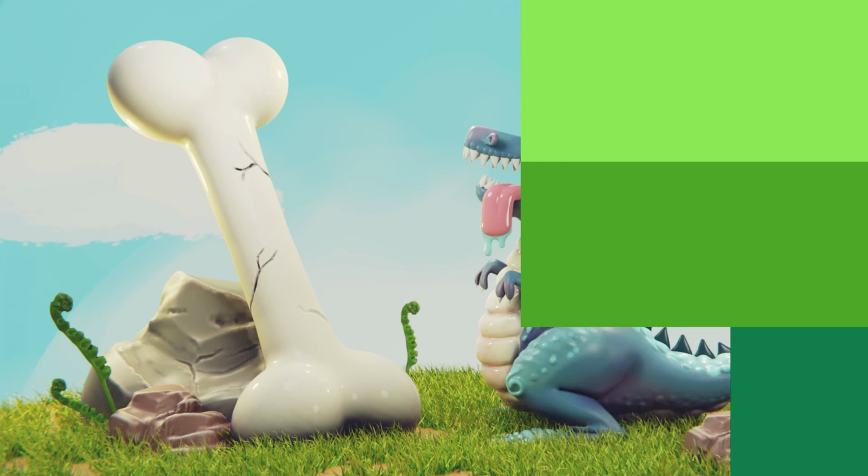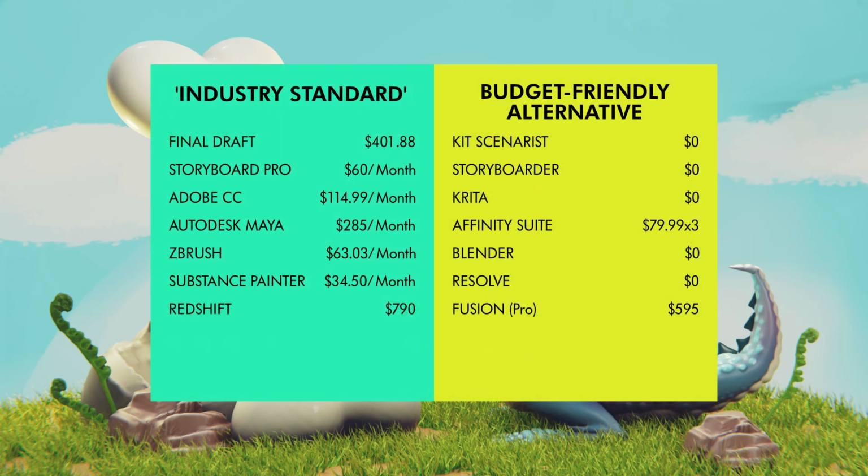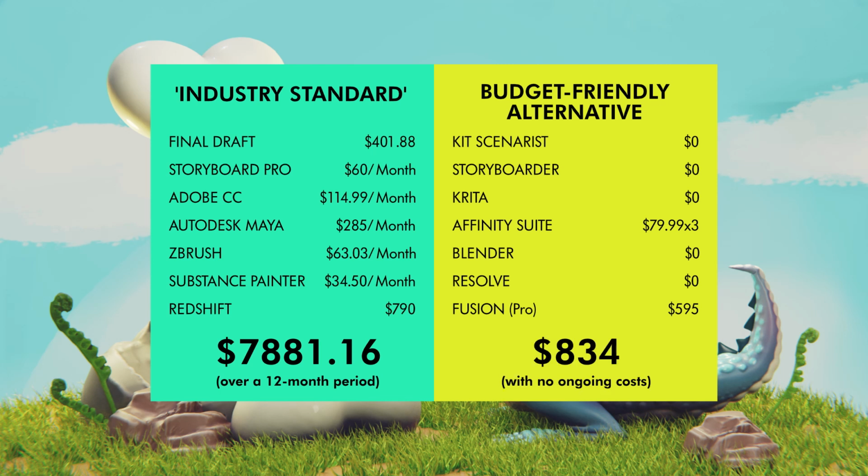Let's see how all this tallies up. So, theoretically, if you were to pay for everything on the paid side of my list over a 12-month period, you will have had to spend $7,881. And the alternative list, only $834, and that's including Fusion. Damn, what a difference. Now, of course, it's up to you what you want to pay for, but I just want to reiterate, don't let corporate price gouging prevent you from continuing to create amazing work.